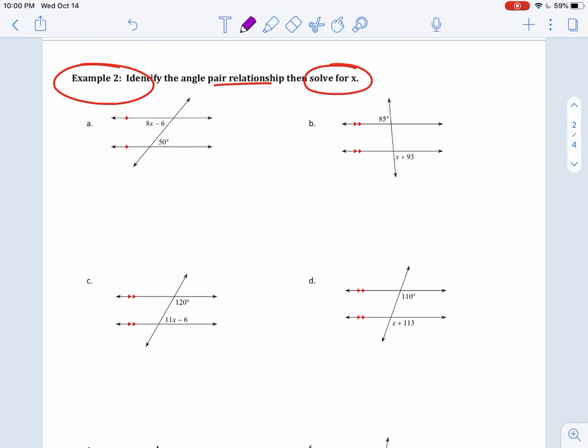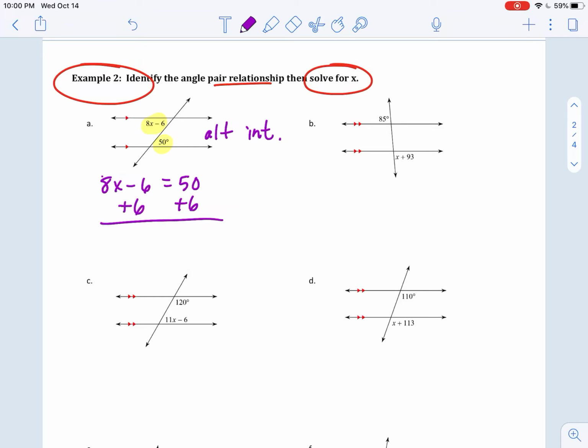Just like in example 1, we have to identify the angle pair relationship, and we have to know: are we setting the two things that we see in the picture equal, or are we adding them up to 180? In this first example, 2A, I see a set of alternate interior angles. If we went back up to the first page, we would remember that those are equal to each other. So 8x minus 6 will be equal to the 50. These two angles that I'm seeing in the picture, the 8x minus 6 and the 50, should be set equal to each other because they're alternate interiors.